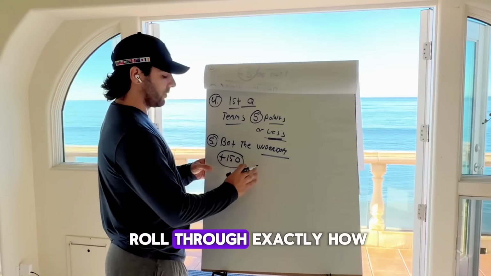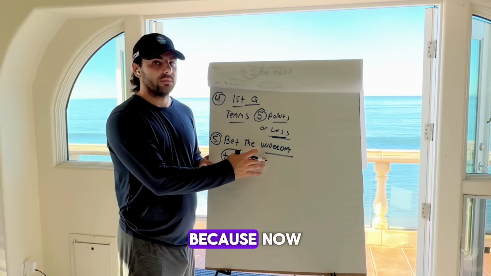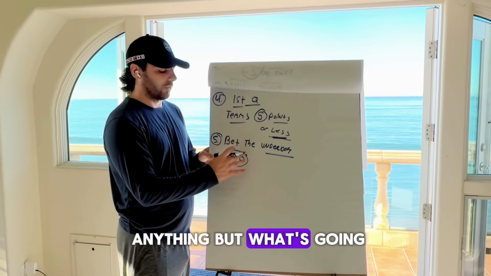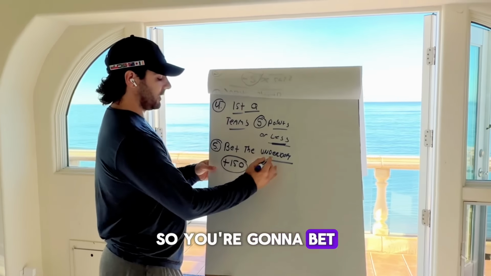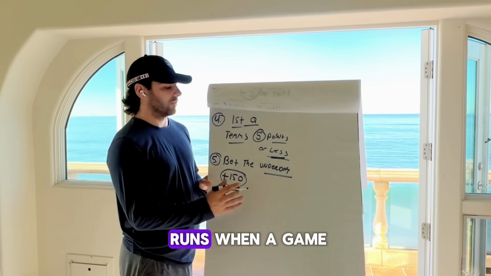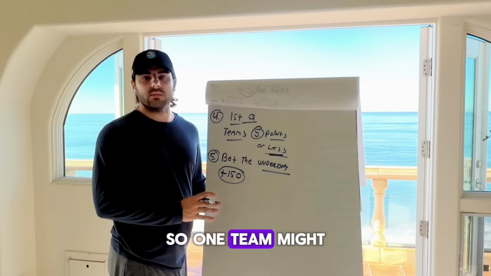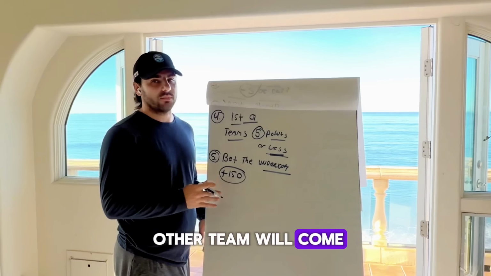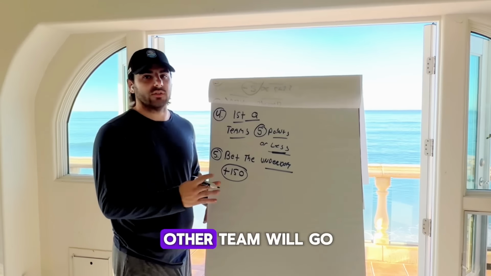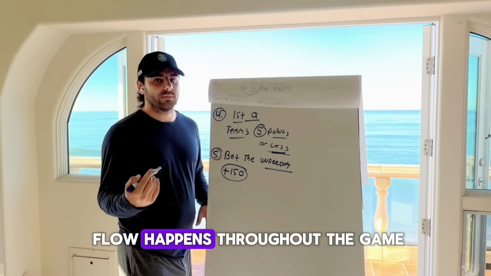Let's roll through exactly how we're going to do this live, because this is now a live betting strategy, and we're not worried about anything but what's going on live in the game. So you're going to bet the underdog. Basketball, especially the NBA, is a game of runs. When a game is close, it's a game of runs. One team might go up by 5, 10 points, and the other team will come back and go up by 5, 10 points. Then the other team will go by 5, then the other team will go by 5. That's how the game flow happens throughout the game.